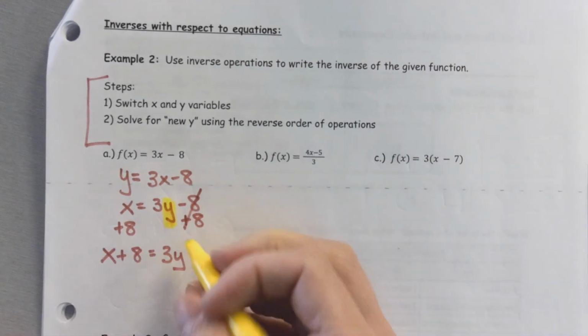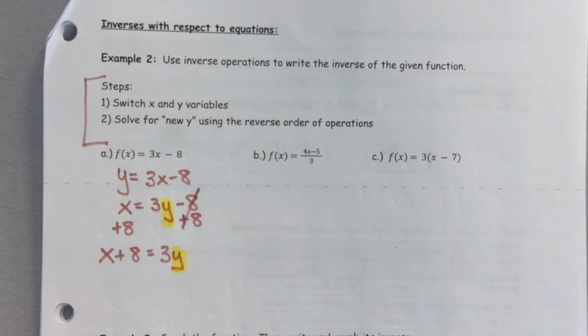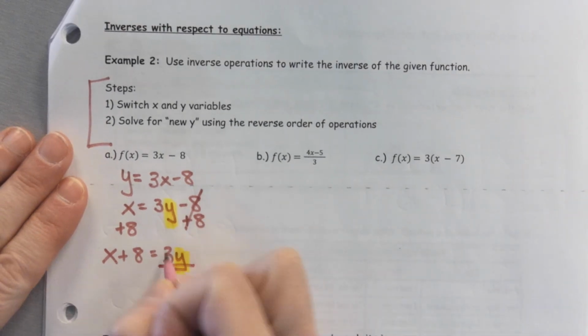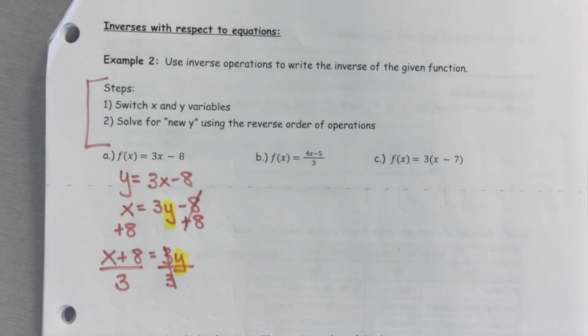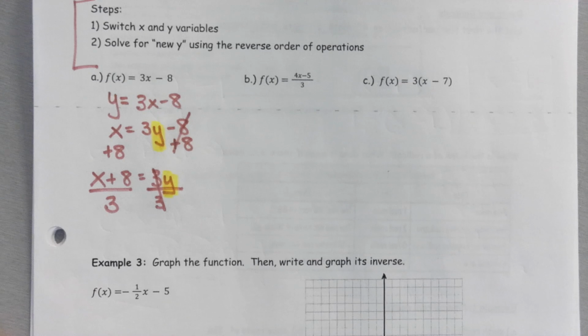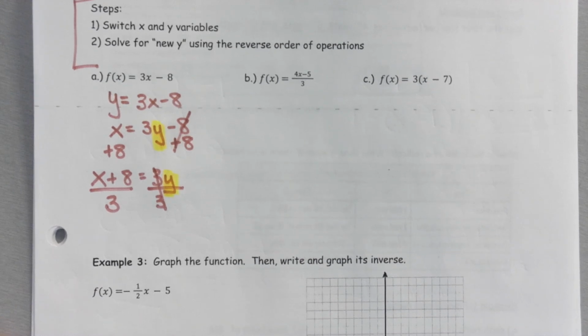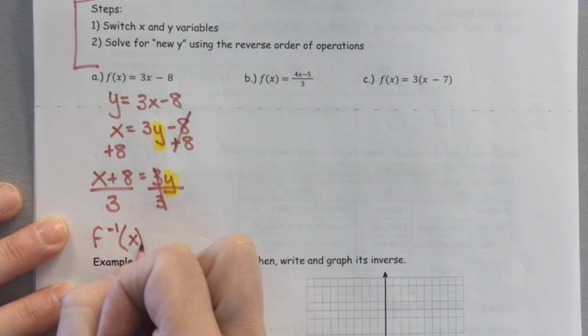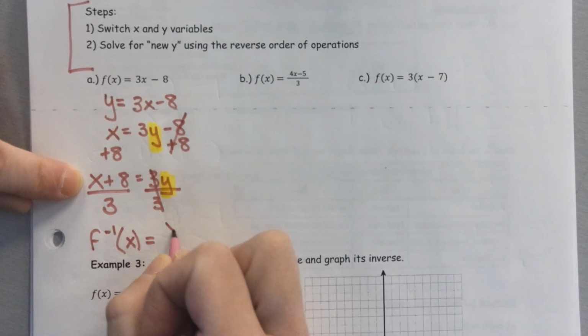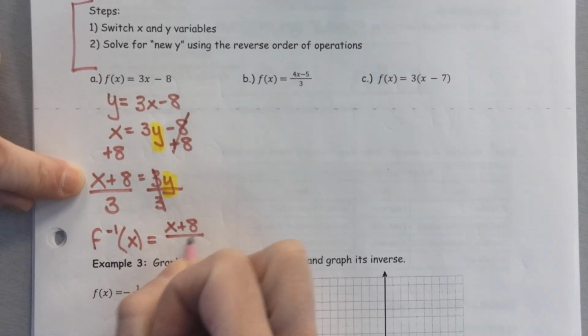Again, I'm still trying to solve for my friend new y. How can I finish getting y by itself? Divide by 3. Now, here's the good news. You can leave your answer just like this. But we're going to be fancy pants, and we're going to write it in a fancy way. Are you ready? F to the negative 1 of x equals, my answer was x plus 8 over 3.